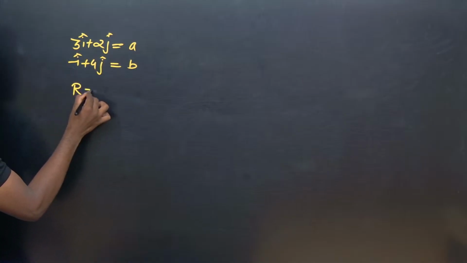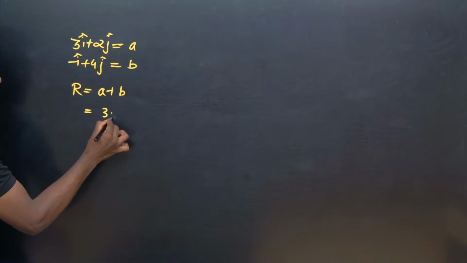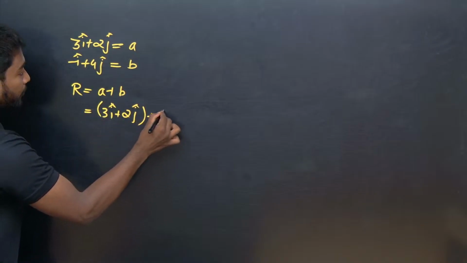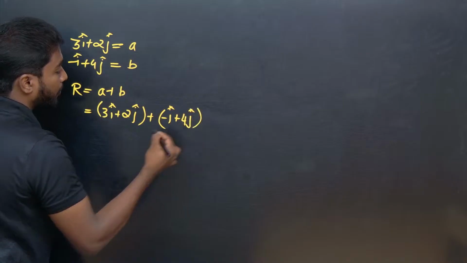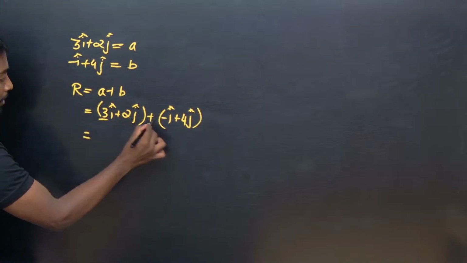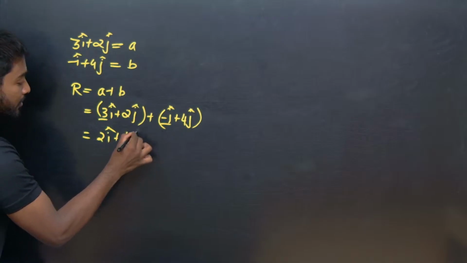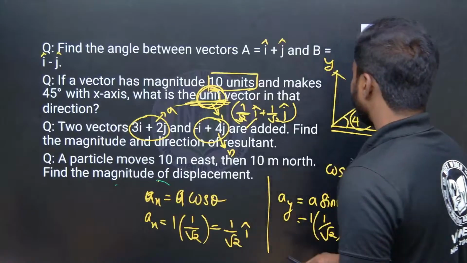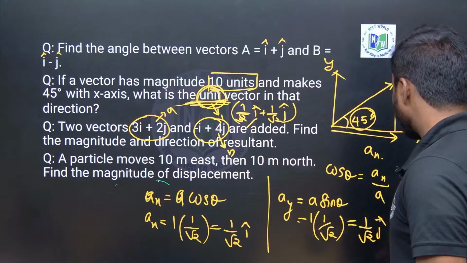So first, R is equal to A plus B, where A is nothing but 3i cap plus 2j cap, plus minus i cap plus 4j cap. So if I add it, i and i, that is 2i cap plus 6j cap. This is the first thing. So the second thing they are saying: find the magnitude and direction of the resultant vector.